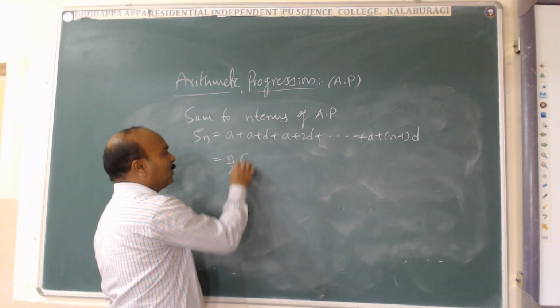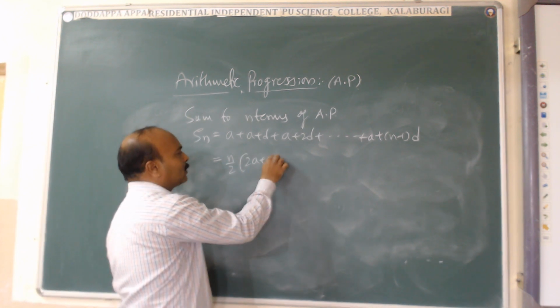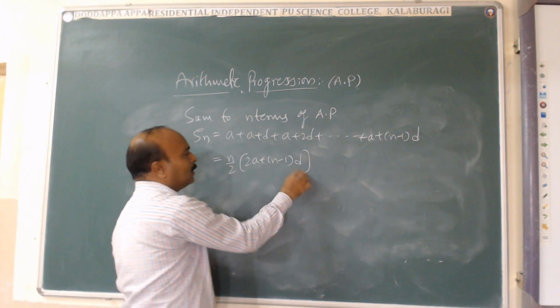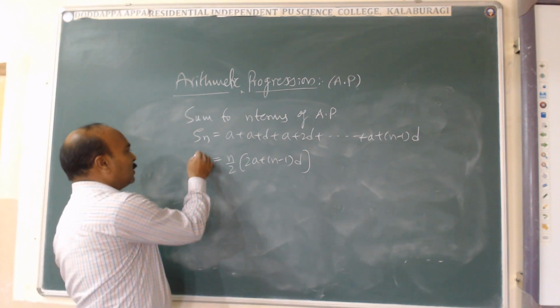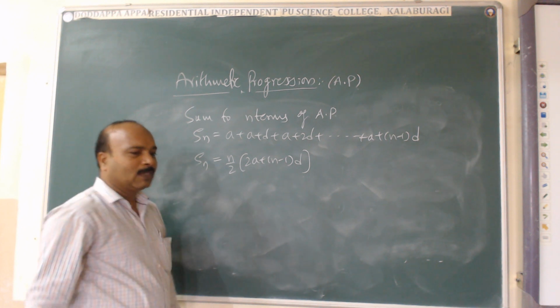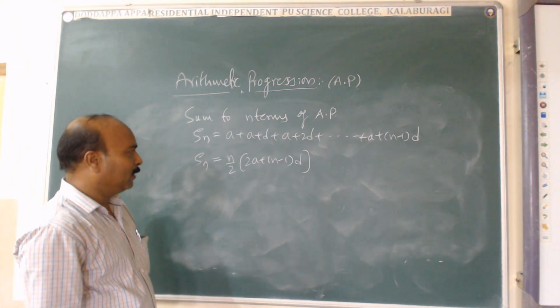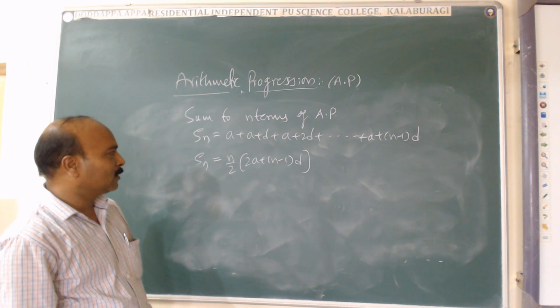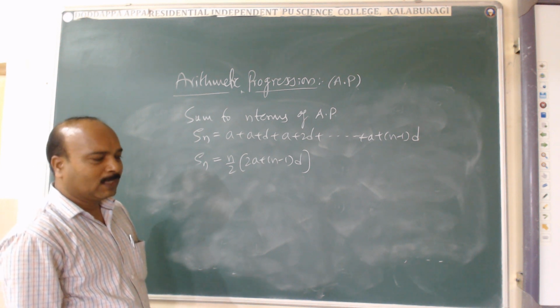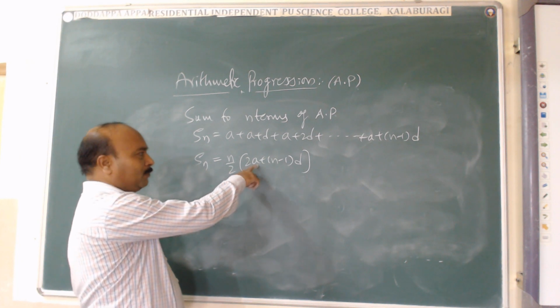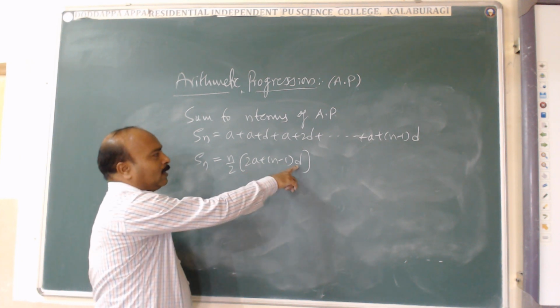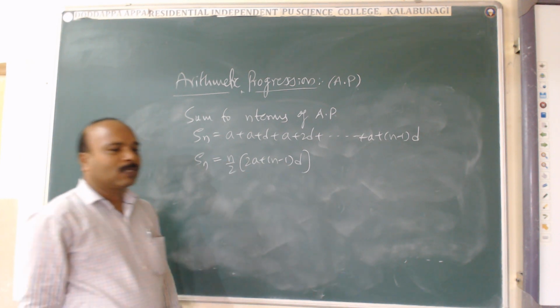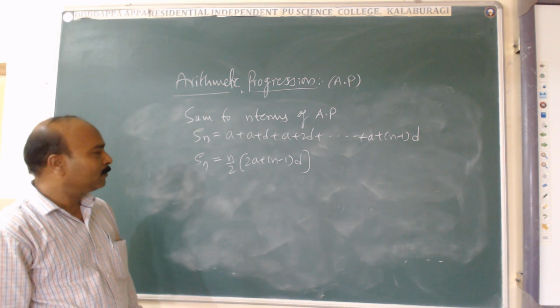It is n by 2 into 2a plus n minus 1 into d, which you already studied in your 10th level. Proof is not necessary. Directly we remember it for solving the examples. It is Sn equal to n by 2 times 2a plus n minus 1 into d. Here a is the first term and d is the common difference and n is the total number of terms of the AP.